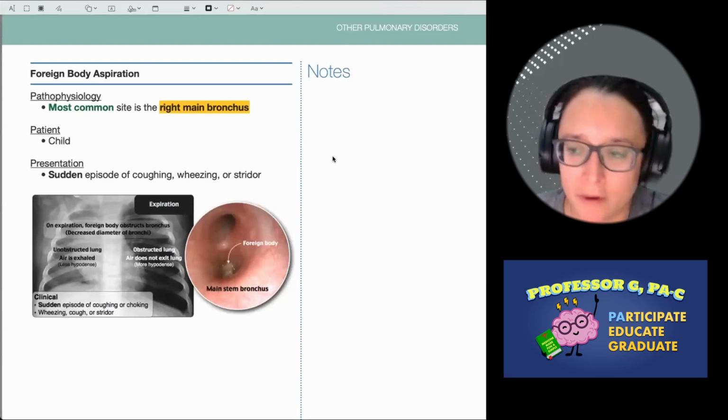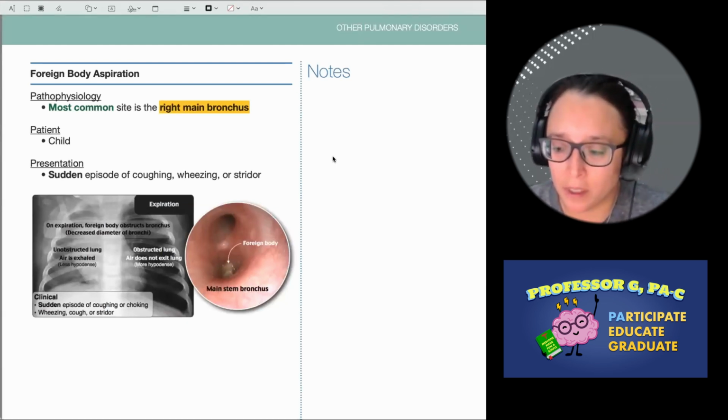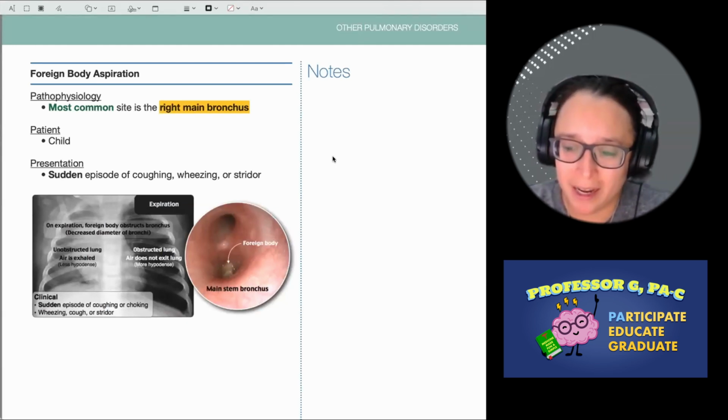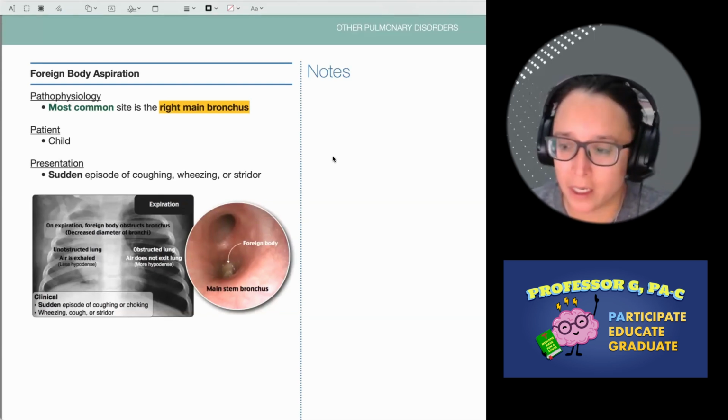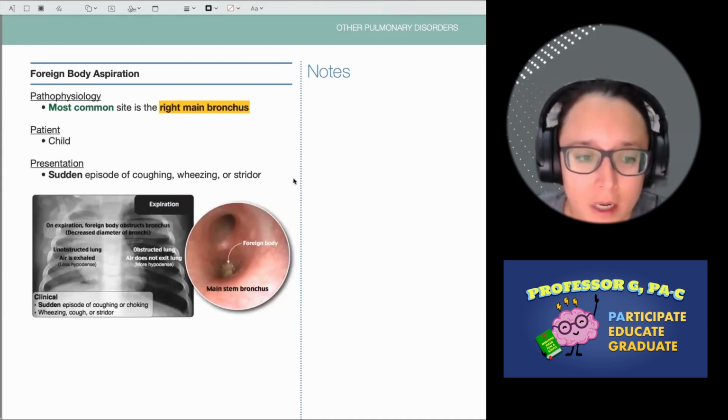There are varying degrees of foreign body aspiration. Someone can have a very small aspiration and go with just a little bit of coughing, and there's someone that can obstruct the whole airway, like a choking episode that requires the Heimlich maneuver. So there are different grades of it, I guess.